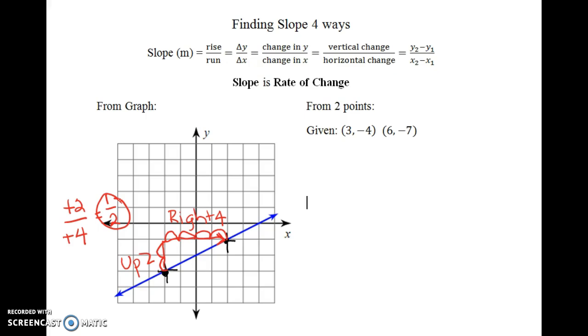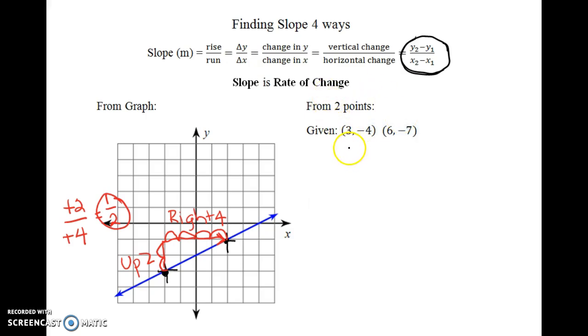The second way to look at slope is to use the formula. And the formula is that y sub 2 minus y sub 1 over x sub 2 minus x sub 1. Okay? So in each point we have an x and a y coordinate. In order to use the formula, it's a good thing to designate those and to figure out which one is my x and which one is my y.